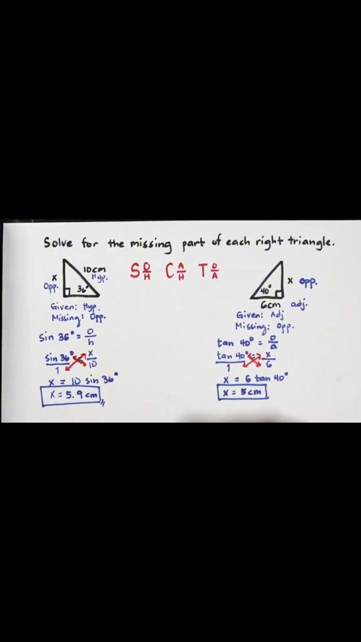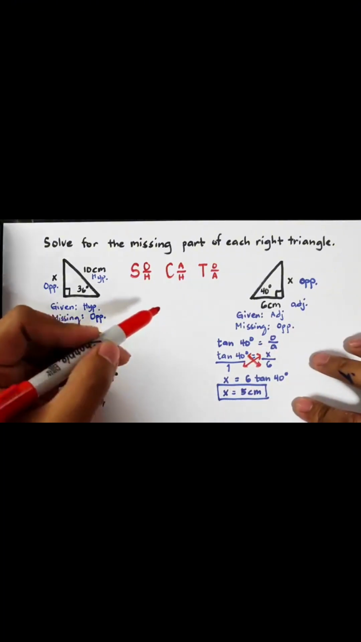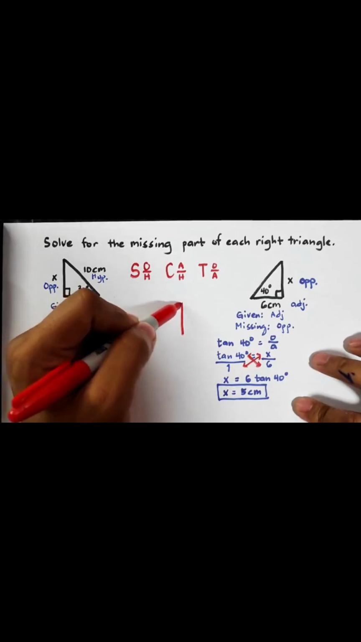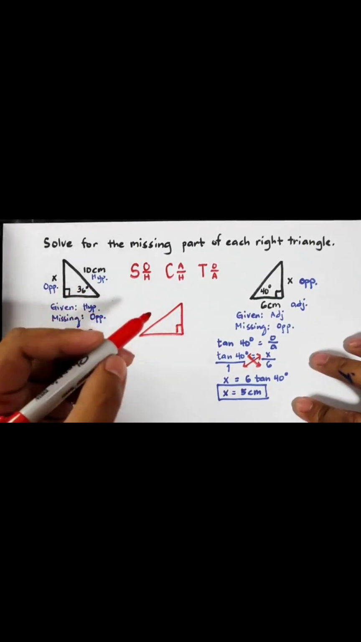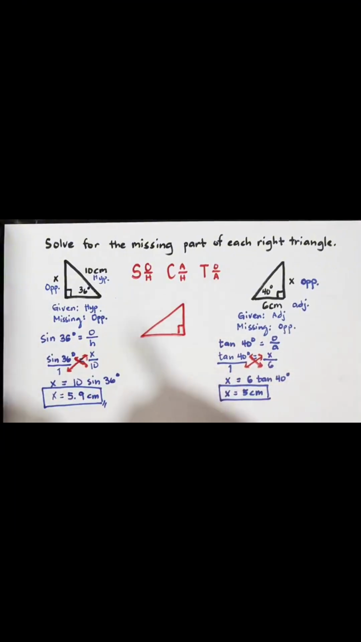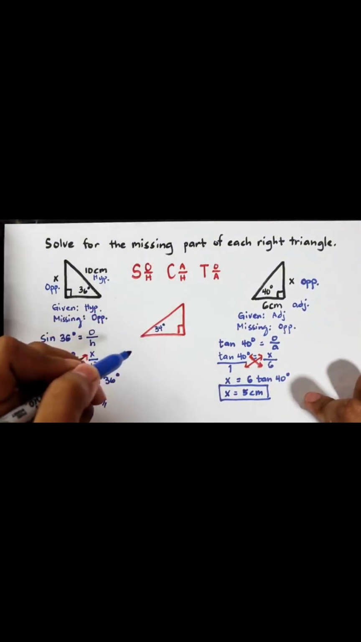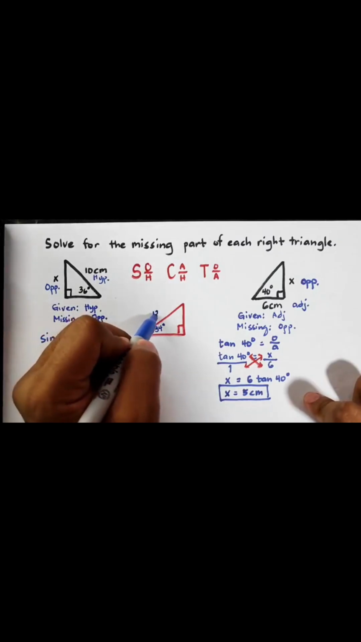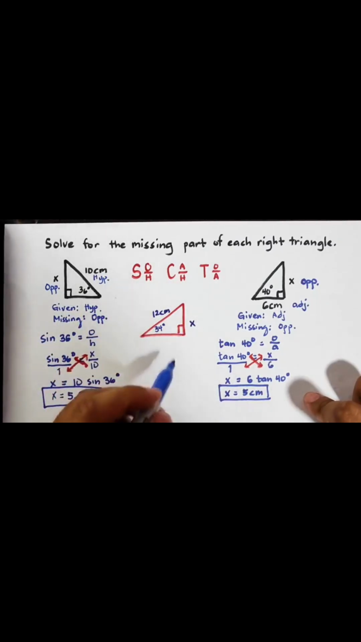I will draw a right triangle, and I hope to see in our comment section what your answer is in this problem. So I will draw a right triangle here. The given are this is 34 degrees, this is 12 centimeters, and the missing side is this. So what is the answer?